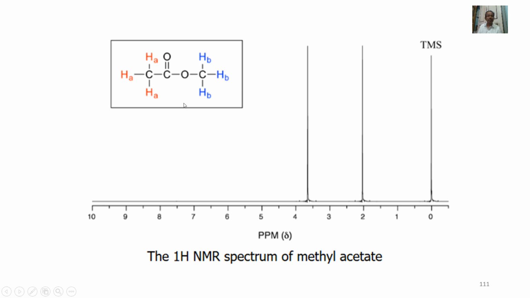Actually speaking, we should have 6 signals. We have 3 hydrogen atoms here, which are bonded with the carbonyl carbon, and another 3 hydrogen atoms, which are bonded with oxygen. We might expect 6 signals, but instead we have only 2 signals because these 3 hydrogen atoms next to the C double bond O are equivalent, and these 3 hydrogen atoms on the oxygen side are equivalent. So that's why we have 2 signals.